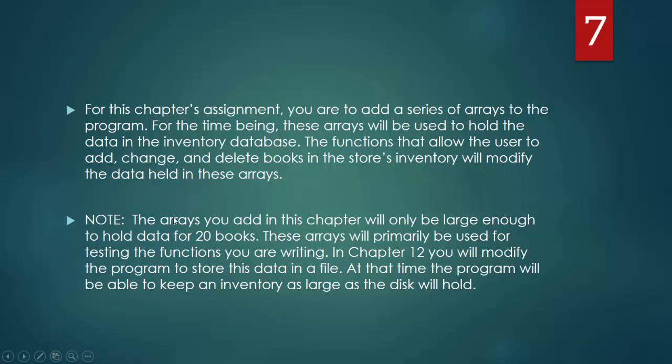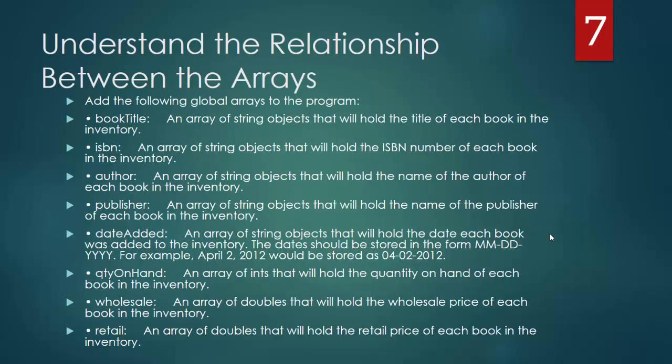Now, these arrays will be able to hold up to 20 books. This is really just to be able to test them and see if they work. In chapter 12, we will be modifying the program to store this data in a file. At that time, the program will be able to keep an inventory as large as the disk will hold. But for now, we will limit it to 20 just for testing purposes.